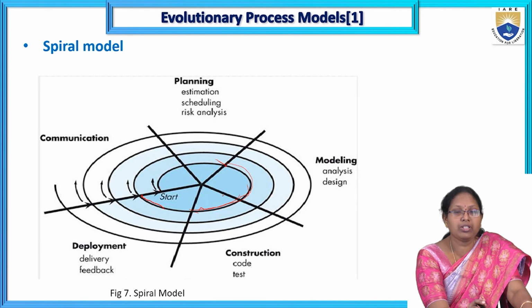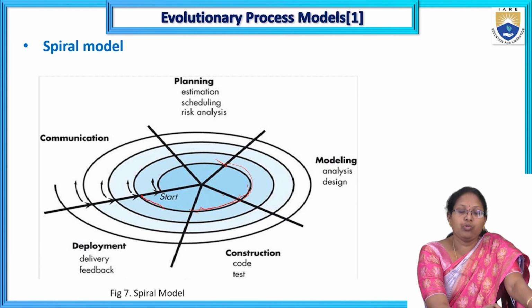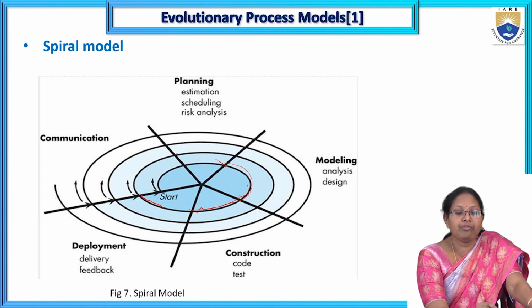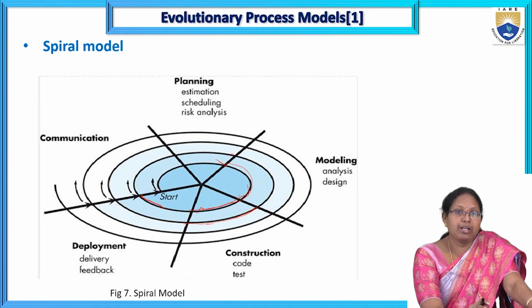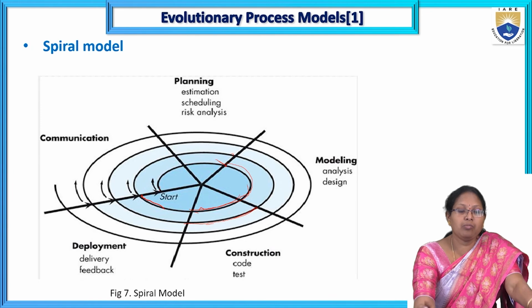Up to this, the first part of the project is over. Then again, whatever the next part may take: communication, again sequentially, communication, planning, modeling, then construction, then go for communication. Like that, part by part, the product development goes on iteratively and incrementally. That is there in the spiral model.